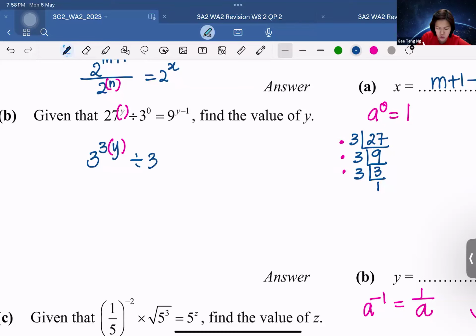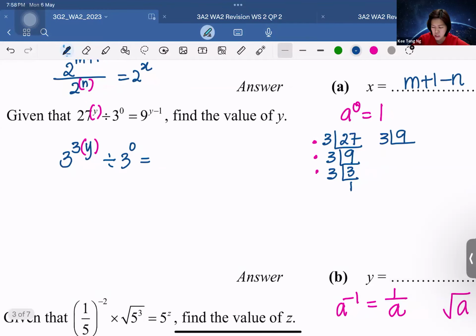Divide, I'll leave it as 3 to the power 0, because since it is base 3, we need to change the number 9, right? 9 can be divided by 3 again. So 9 can be changed to 3 to the power of how many?